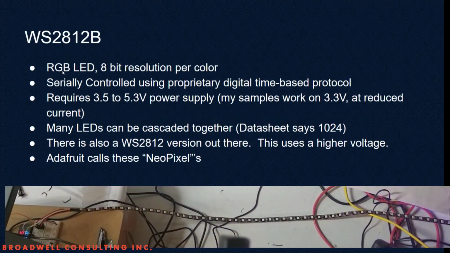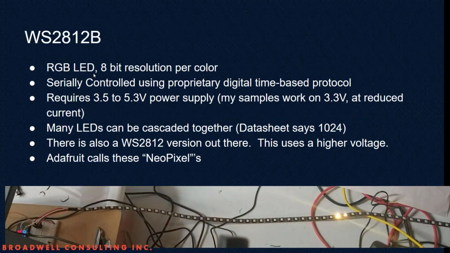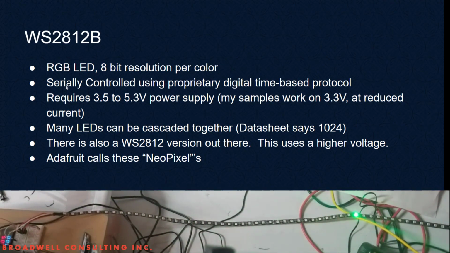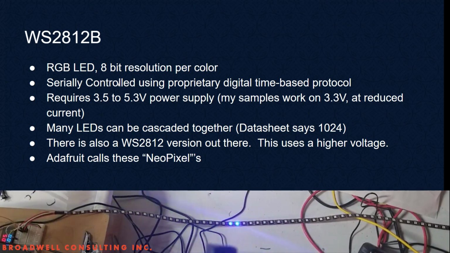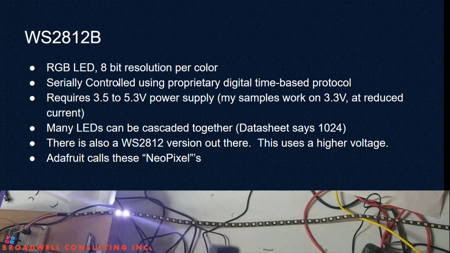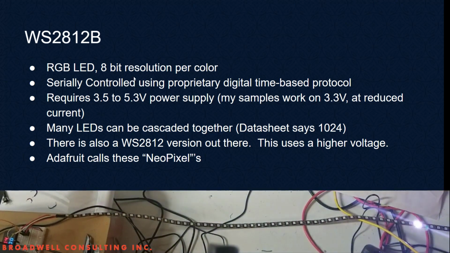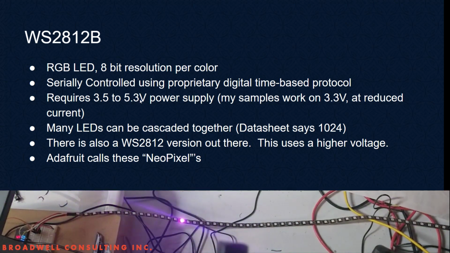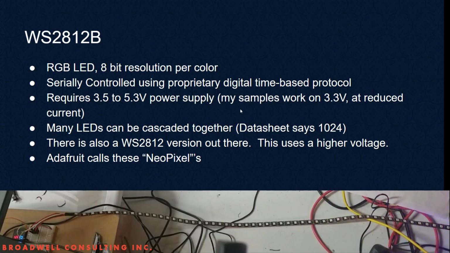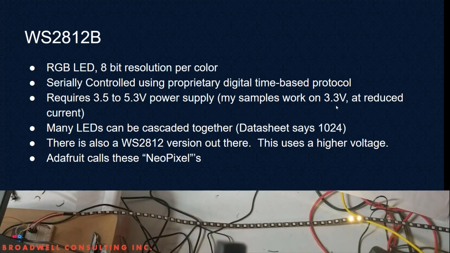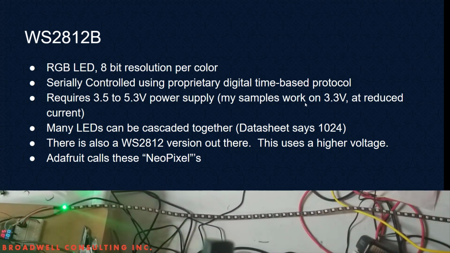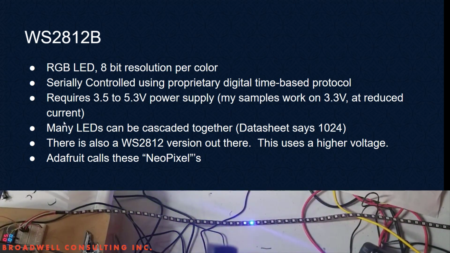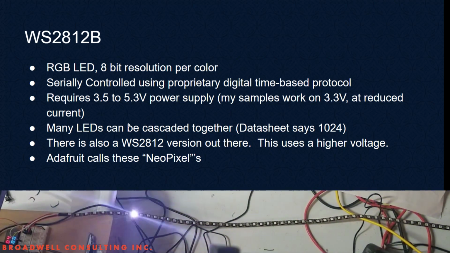It's an RGB LED. It has 3 separate segments, 8-bit resolution per color, 24 bits overall. It's serially controlled, and it uses a proprietary digital time-based protocol that we'll talk about in a little bit. The datasheet says it requires a 3.5 to 5.3 volt power supply. My samples worked when I plugged them into 3.3 volts at reduced current, but I never recommend running a part outside of its specs. Many LEDs can be cascaded together.